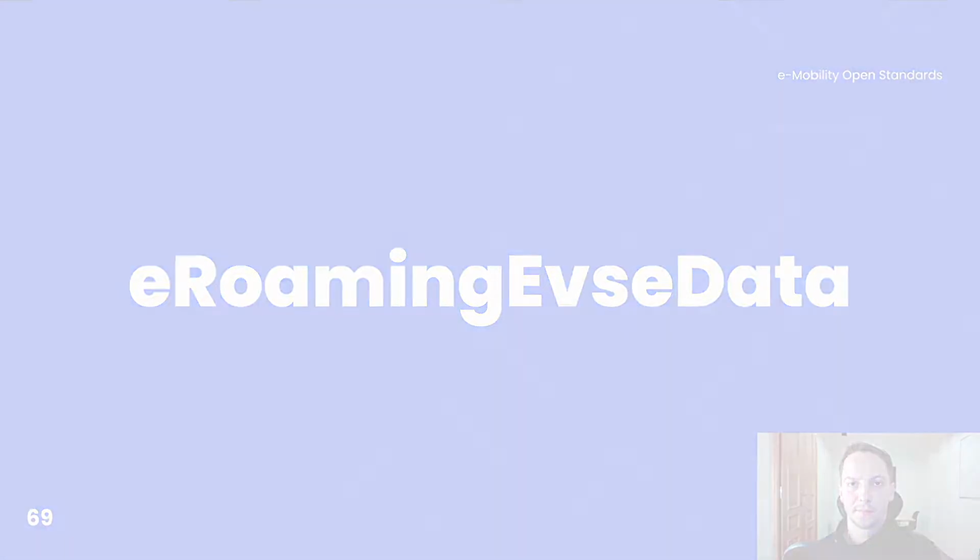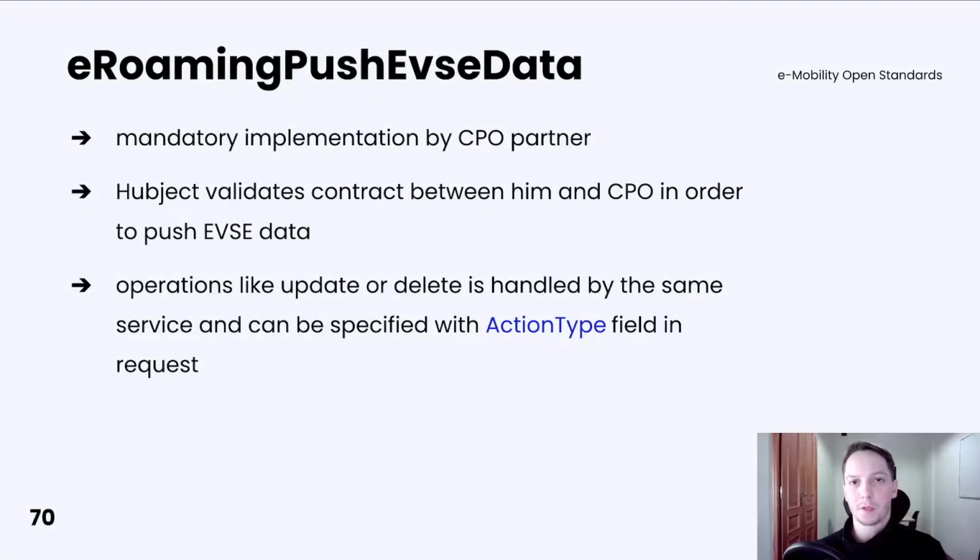eRoamingEvseData service. From the CPO perspective, this service is probably the most important one in the whole OICP protocol, besides the authorization service. It allows the CPO to push static data regarding their charging infrastructure to the Hubject platform, in order to allow other EMPs to use it. This service contains only one operation, eRoaming push eVSEData. Of course, implementation is mandatory for every CPO partner.